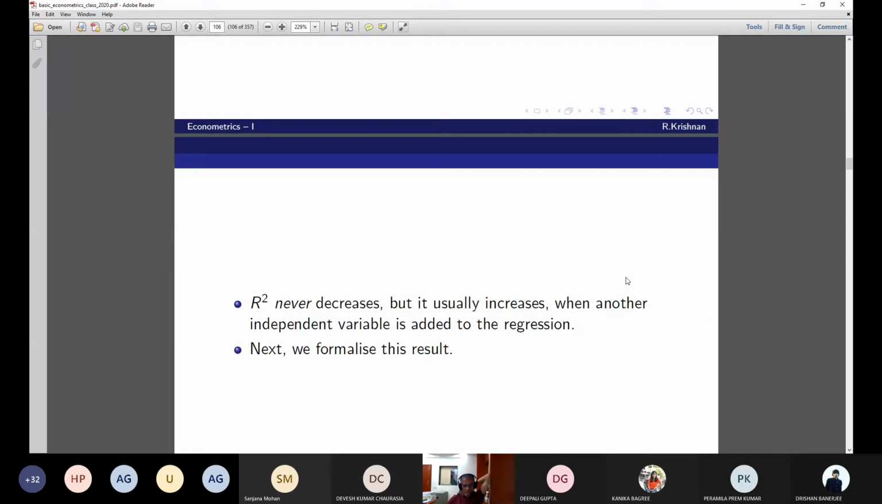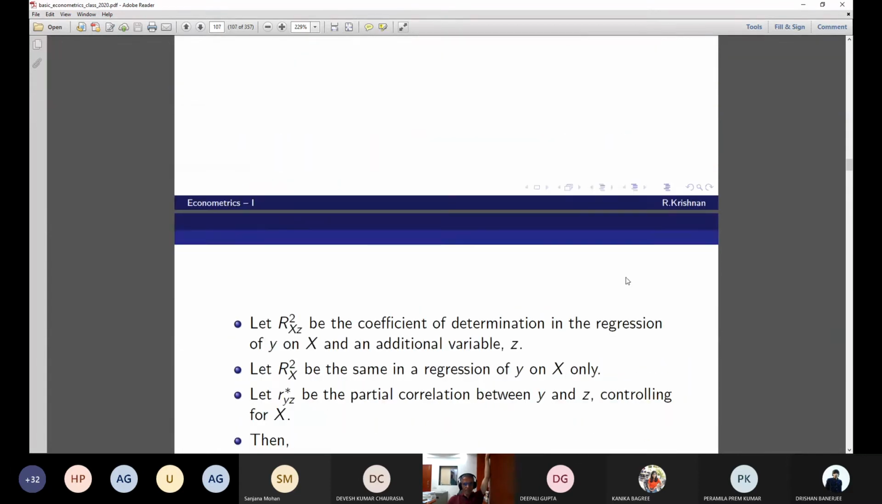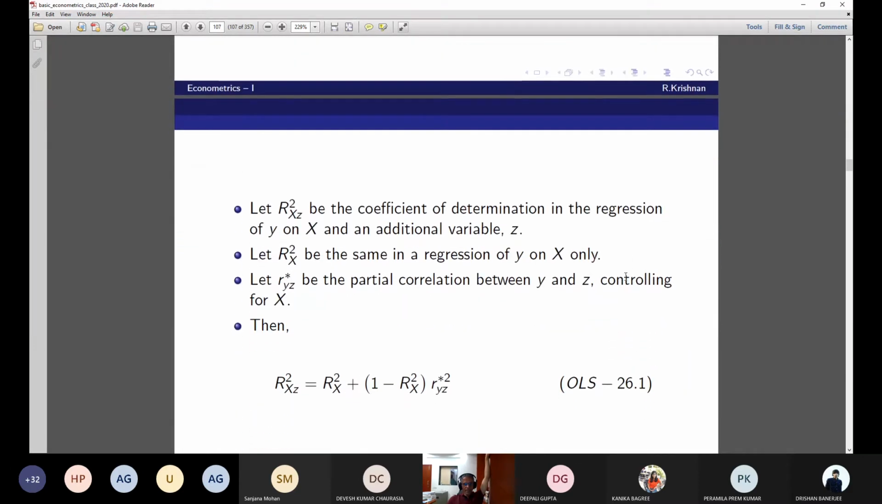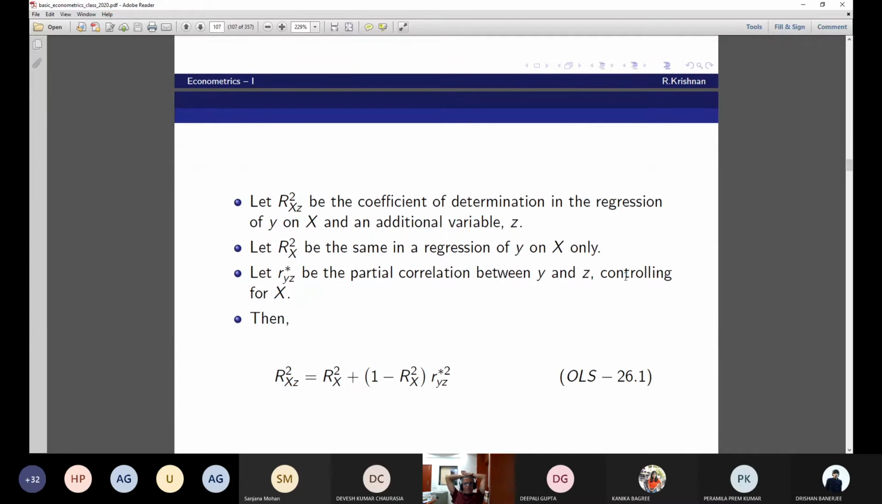Next, we formalize this result. You know where I'm going. Those who have done econometrics will realize where I'm going. R square never decreases, but it usually increases when another independent variable is added to the regression. We formalize this result. Let R square xz be the coefficient of determination in the regression of y on x and z. R square x be the same in the regression of y on x only. R star yz be the partial correlation between y and z, controlling for x.